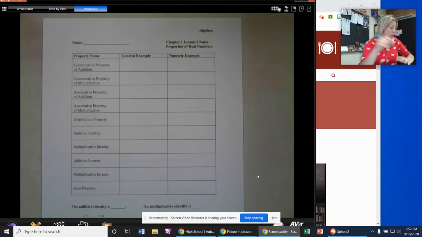Now, there's 10 of them. So I'm just going to list those 10. I'm going to say their names so you hear me say their names. And then I'm going to go through each one distinctly with both a general example using letters and then a numeric example, using a real life whole number scenario that you can wrap your head around.